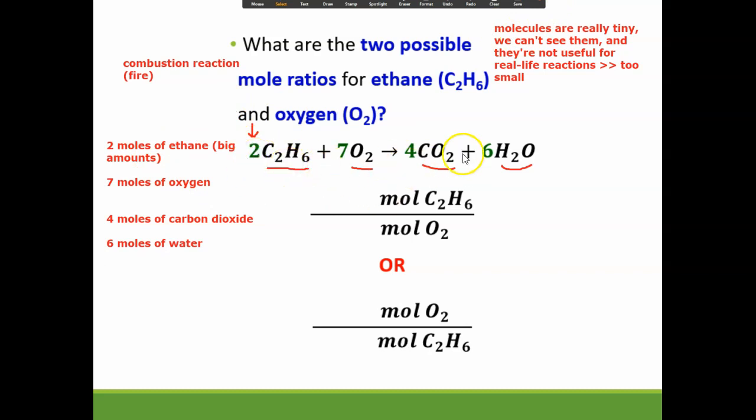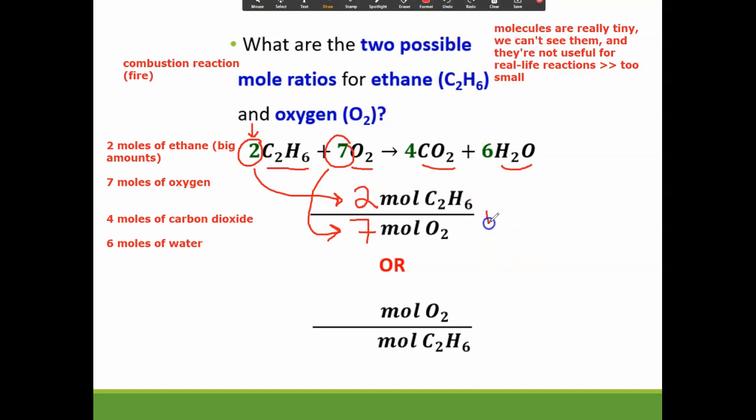So that being said, we can use these to make mole ratios, because for every 2 moles of ethane, I know I need 7 moles of oxygen, and you can write that as a fraction. I'm just taking the coefficients and plugging them in. Division signs mean per. So for every 2 moles of ethane, there are 7 moles of O2, or 2 moles of ethane per 7 moles of oxygen. You can also reverse it: for every 7 moles of O2, there are 2 moles of ethane. So 7 moles of oxygen per 2 moles of ethane.